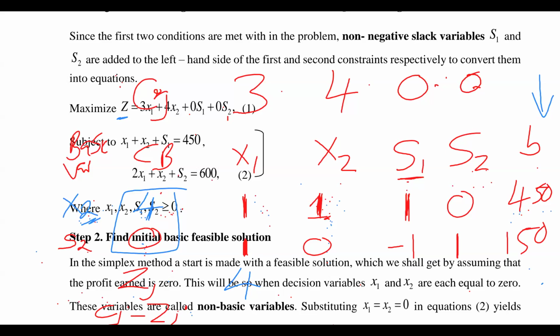Okay, so the second one will be 4 multiplied by 1 plus 0 multiplied by 0, which will be 4. Then the next one will be 4 multiplied by 1 plus 0 multiplied by -1, which will be 4. The next one, 4 multiplied by 0 plus 0 multiplied by 1, which will be 0. Then the last one in the B column.